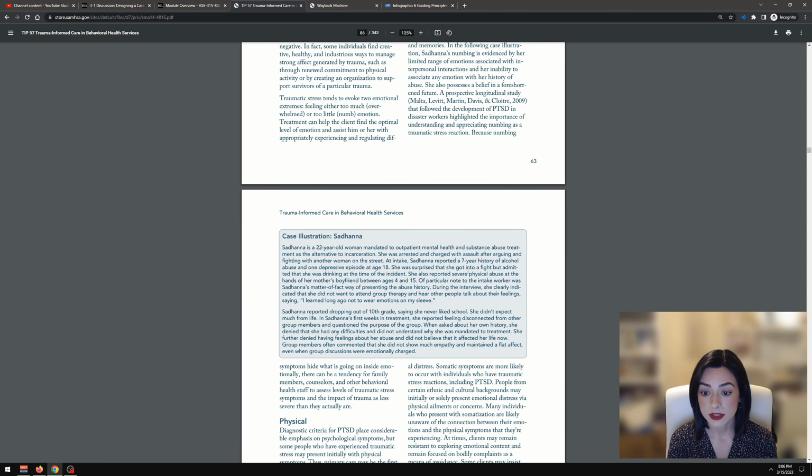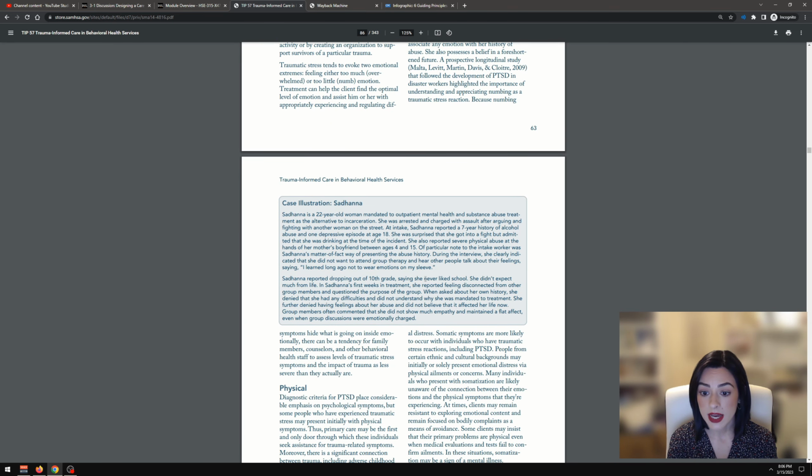How do we know that? Because down here in the case study, it says that she doesn't understand why she was mandated to treatment. There are several different things that indicate that she isn't able to think about the future in a positive way. She doesn't think she needs treatment. She denies having any difficulty. She feels very disconnected. And so she's not able to think about goals for the future. She's very much in the here and now in survival mode.